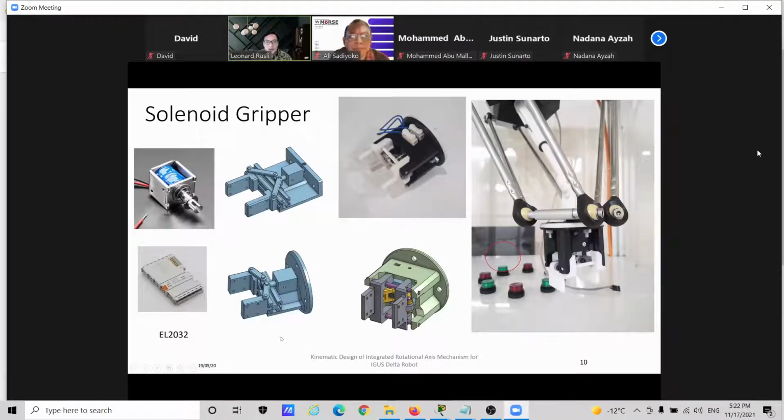A design of the solenoid gripper is also made such that it is very compact, and we are able to just use a very simple solenoid with a very short stroke. The mechanism shown here that we designed allows us to redirect the gripping force from the linear vertical stroke into horizontal motion, and therefore creating a gripping action. It is located at the end effector here.